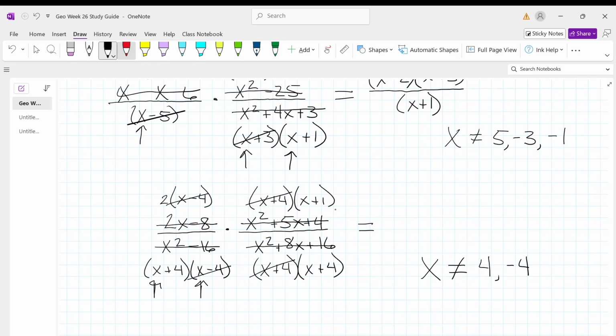So now we can multiply in the numerator. We get 2 times x plus 1. In the denominator, we get x plus 4 times x plus 4. So that's x plus 4 squared. And that is simplest form with our 2 restrictions. Any questions?